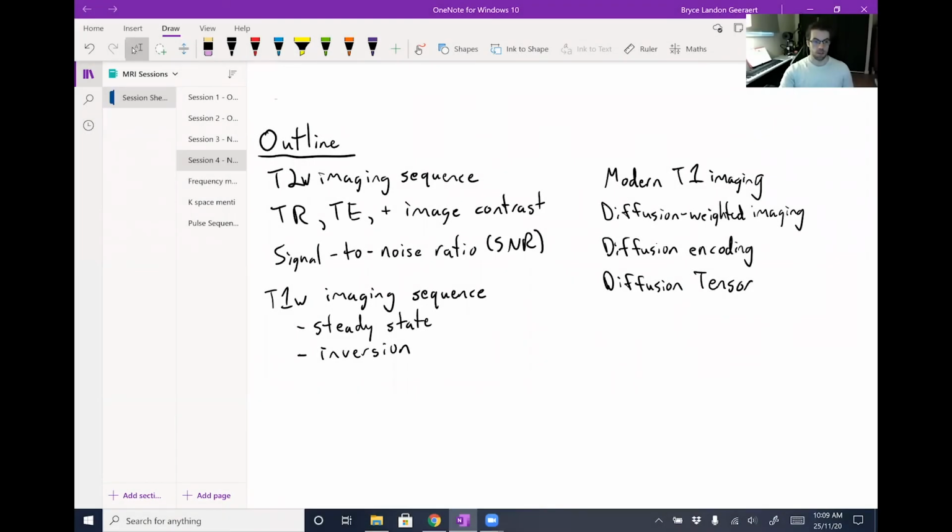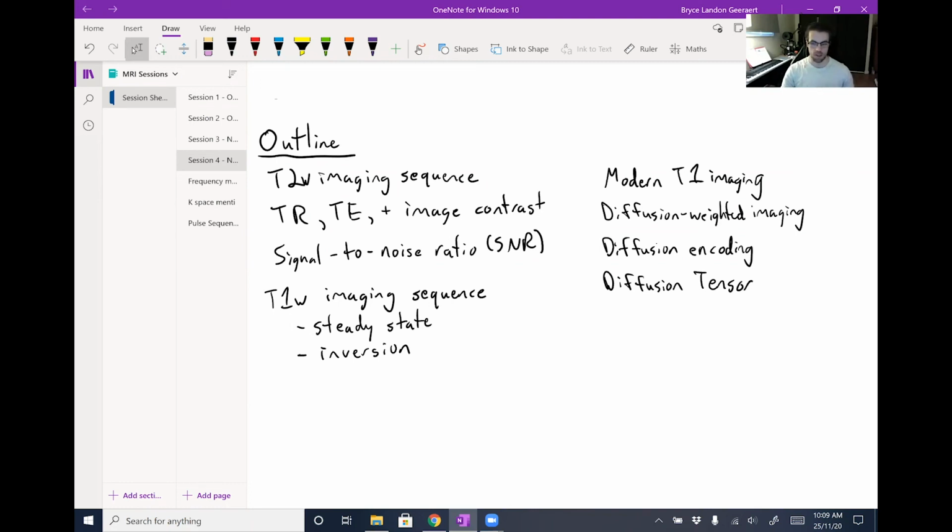Okay, so today, like I said, we are going to start talking about imaging sequences and the practical outcomes of MRI. Very cool stuff. As you can see in this outline, we're talking about T2 weighted imaging and T1 weighted imaging primarily. And then near the end, I've got some diffusion weighted imaging stuff.